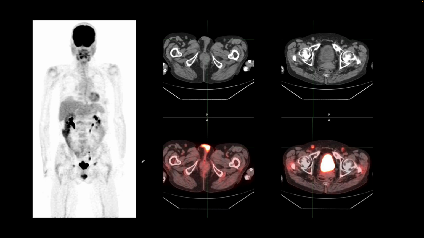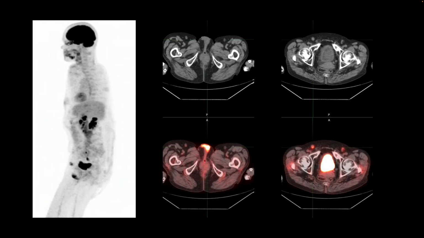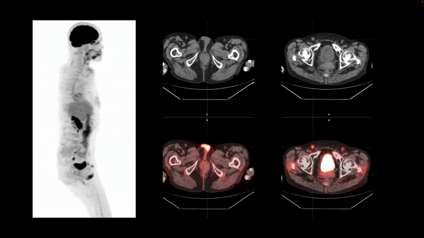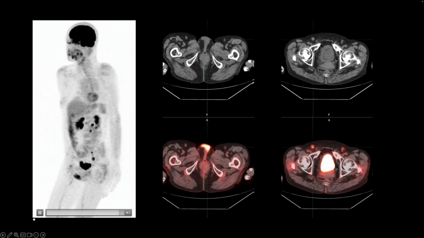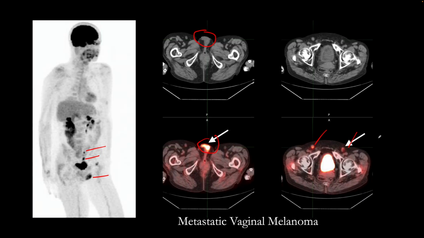Here is our next patient, and they came with a history of vaginal melanoma, and an FDG PET CT was performed for whole body staging. We find that the tumor is hypermetabolic. It is seen right here and also right here on the axial images. There are hypermetabolic metastatic nodes in the bilateral inguinal region, and perhaps also higher up in the pelvis as seen on this MIP image. The patient also had an MRI of the pelvis.